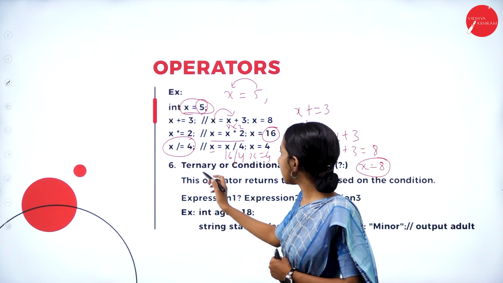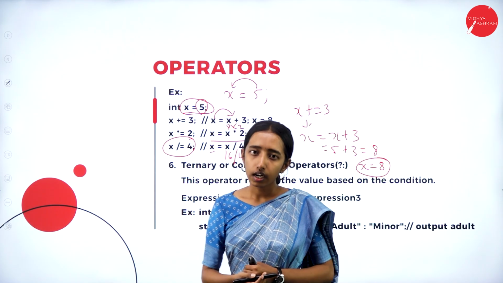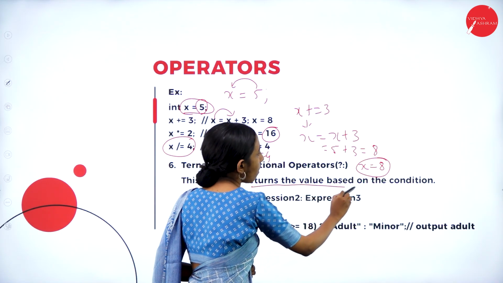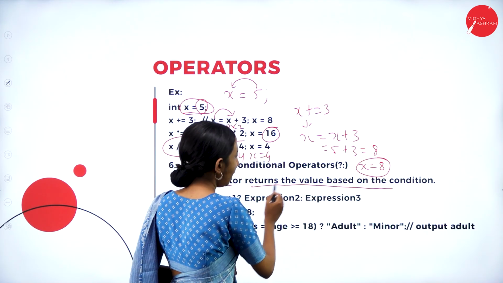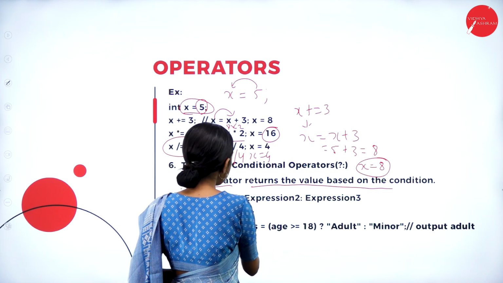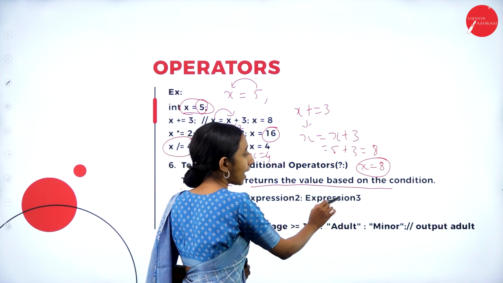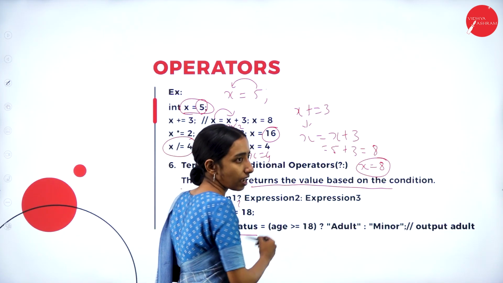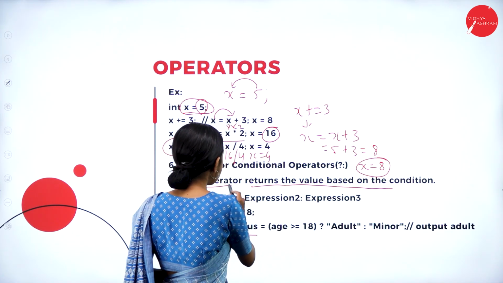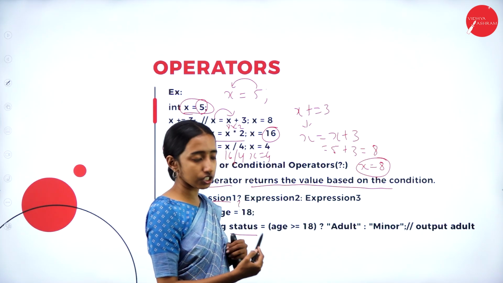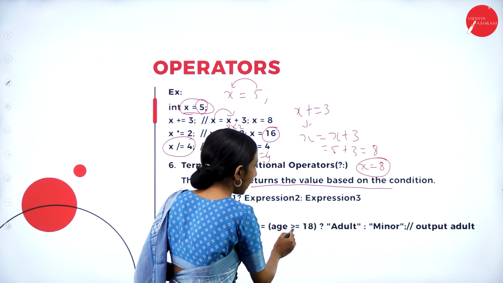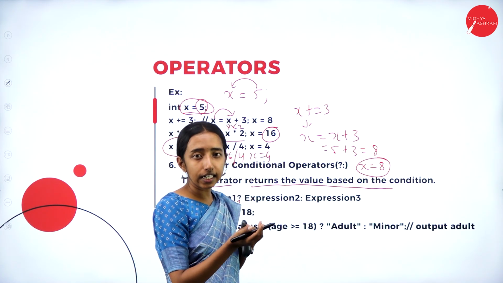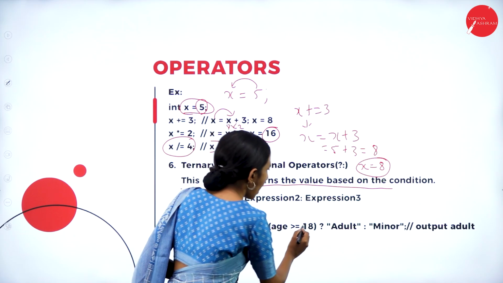Next we are having the ternary or conditional operator. It is like a special operator. This operator returns a value based on the condition, and the syntax is expression 1, question mark, expression 2, expression 3. For example, I am using string status and you can see it is a conditional. If age is greater than or equal to 18, the age that the user gives, it is having a question mark.